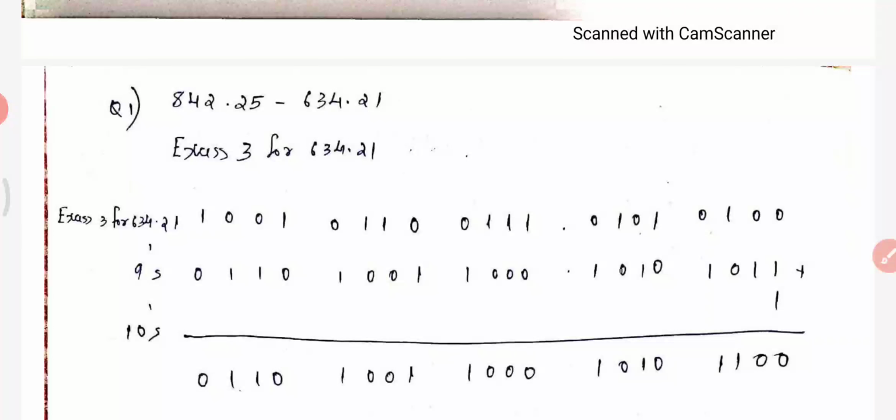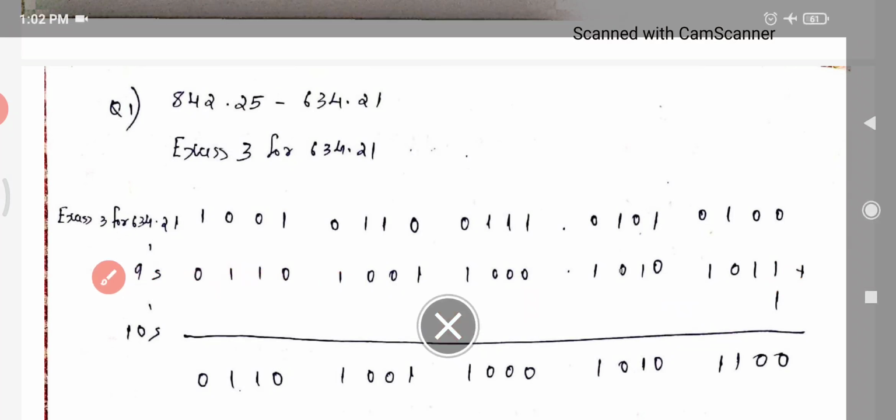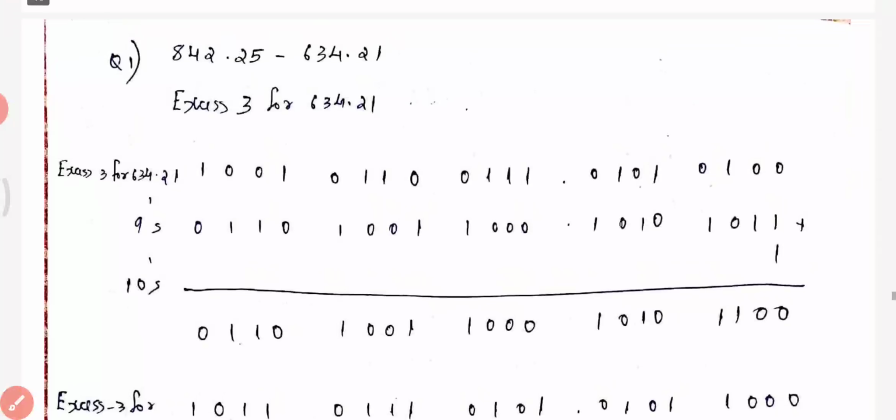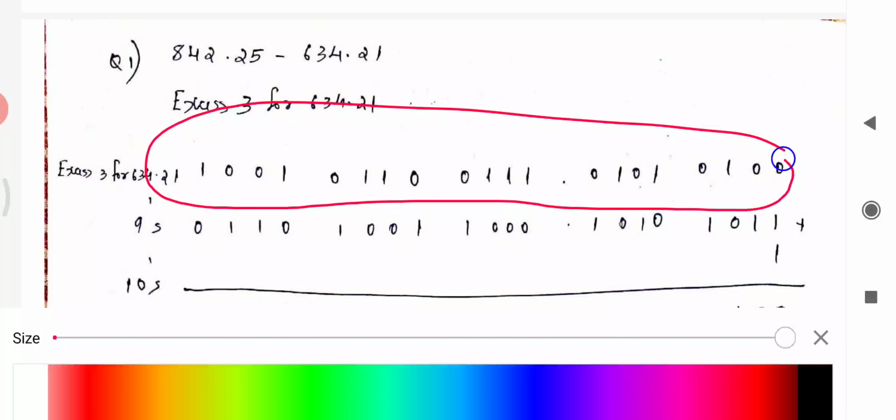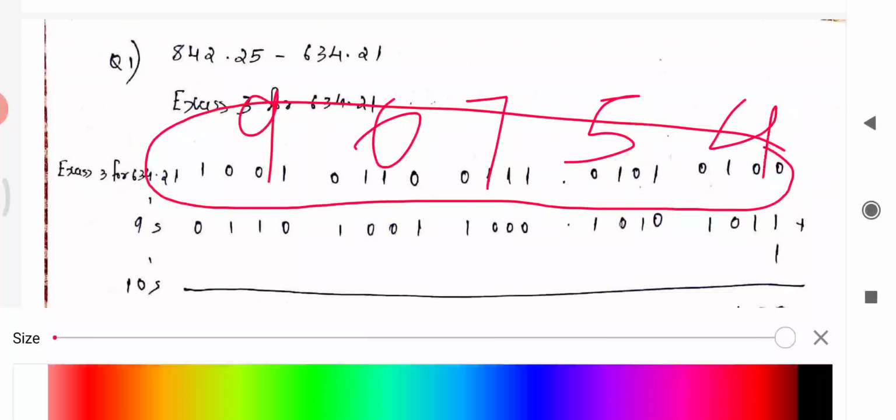The first problem is 842.25 minus 634.21. In this case, first of all, take the XS3 code for 634.21. Here is the XS3 code for 634.21. That is, here is 9, here is 6, here is 7, here is 5, and here is 4.